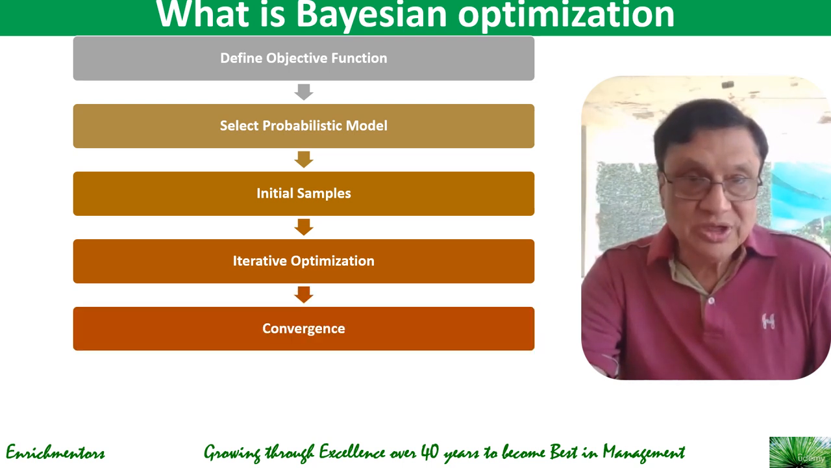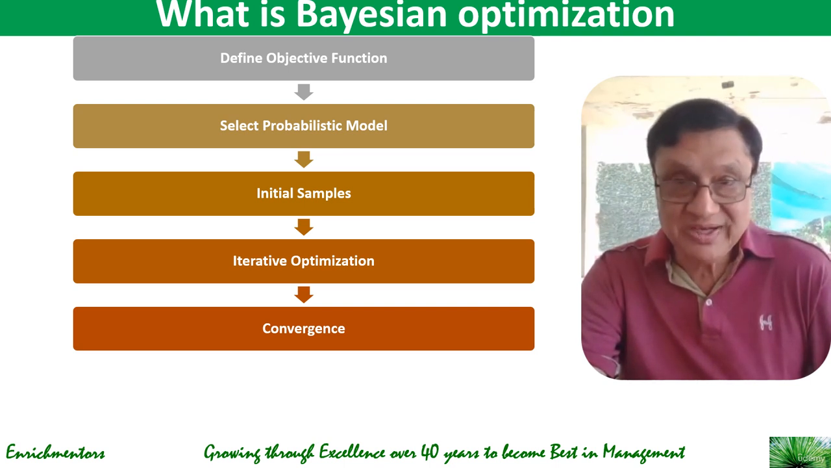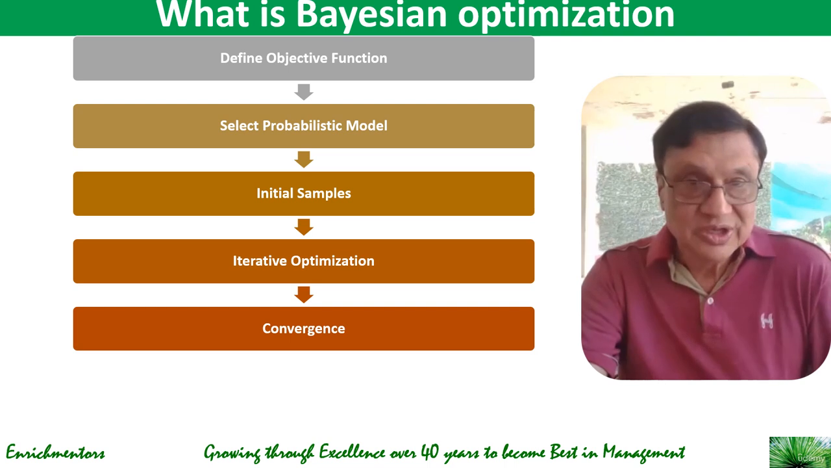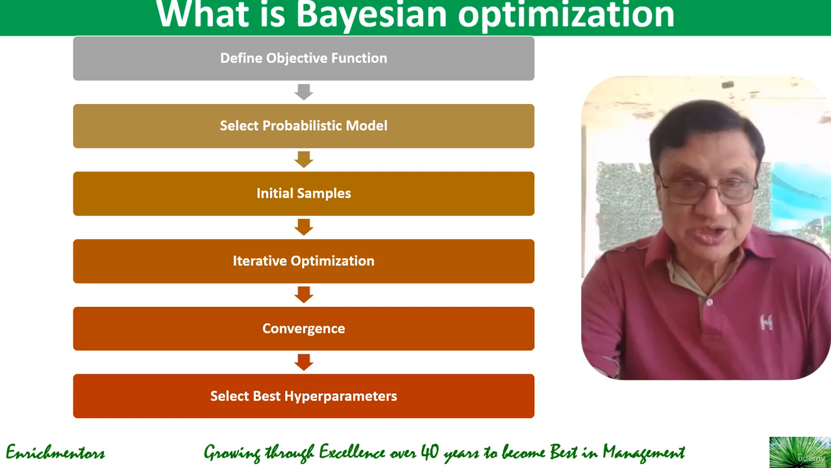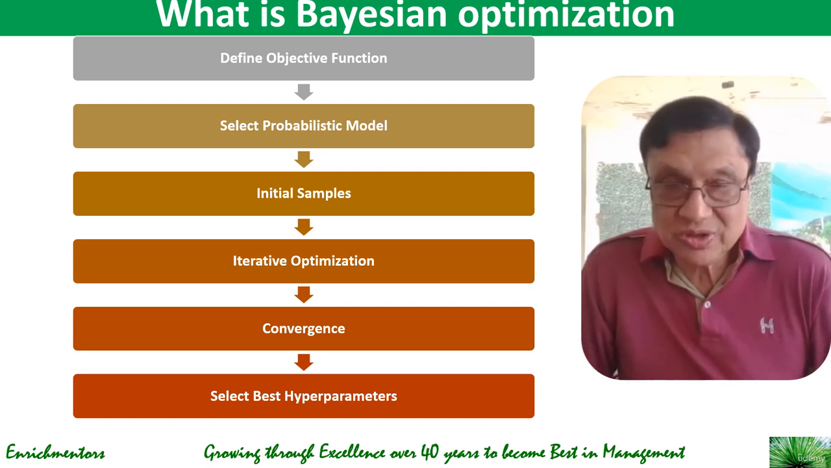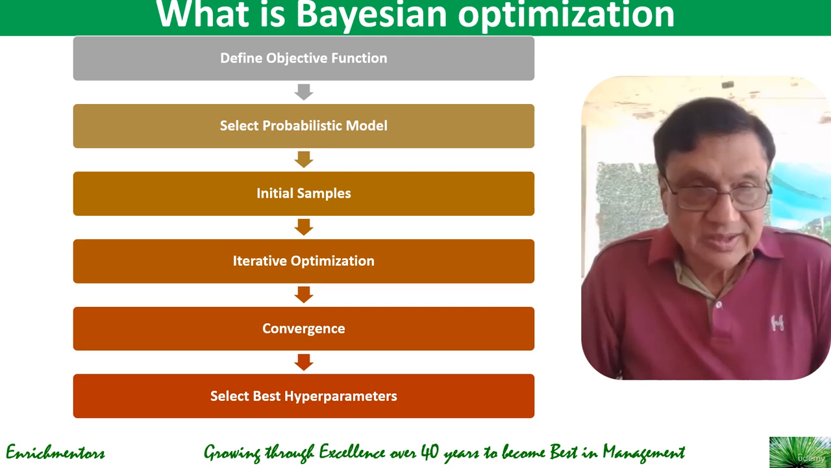And then you continue to iterate using this optimization process until a predefined stopping criteria is met, such as a maximum number of iterations or convergence of the acquisition function. You can also select the best hyperparameters after optimization. You select the best hyperparameters that yielded the best performance according to the objective function.